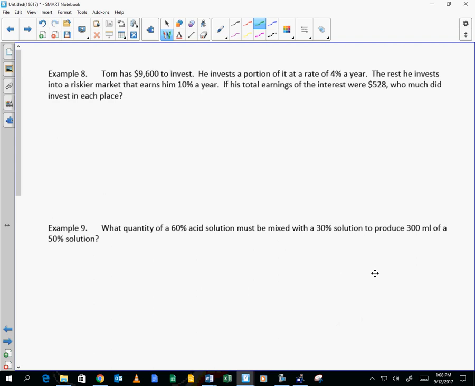Okay, we continue with modeling word problems algebraically. Tom's got a bunch of money. He's got $9,600. He invests some of it at 4% a year. He invests some of it at 10% a year. He ends up earning a total of $528 of interest. So, how much?